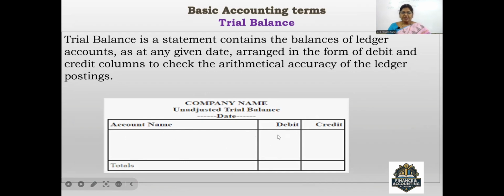If the amount is an expense, we will write it in the debit column. If the amount is revenue, we will write it in the credit column. Like that we will write all the amounts and finally these two totals should tally. The debit amount should be equal to the credit amount. When we get both sides equal, then we can say that there is arithmetical accuracy in our ledger postings. What is ledger posting? If you are posting from journal entries to the ledger account, it is called posting. When this posting is done correctly, then this trial balance will definitely match.